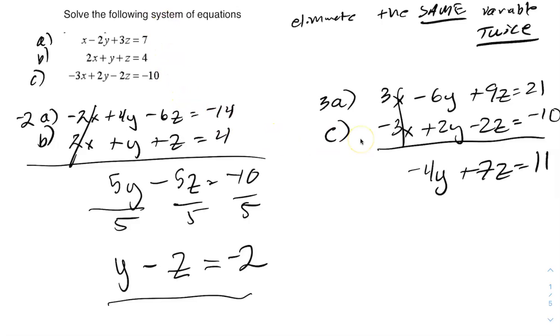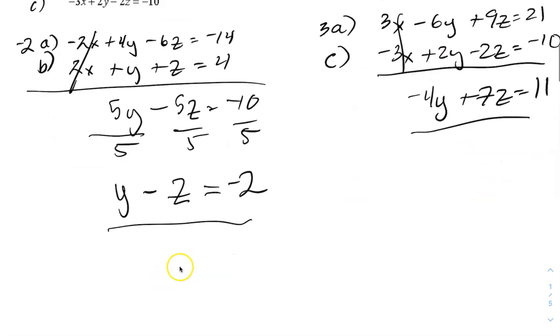So now you notice I have 2 equations. Hopefully I had them all correctly. It looks like I did it all. I have 2 equations with the exact same variable. This is why you eliminate the same variable twice, because these match now. I can just do this like a normal problem.